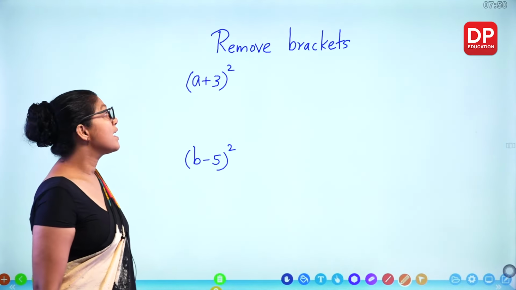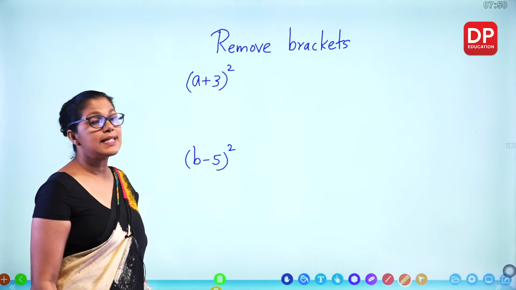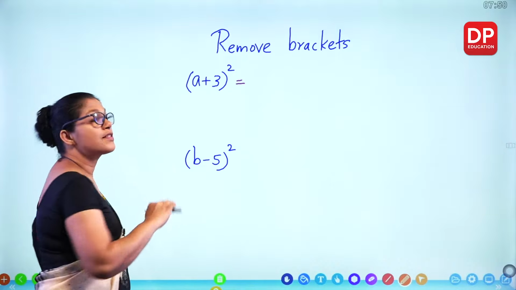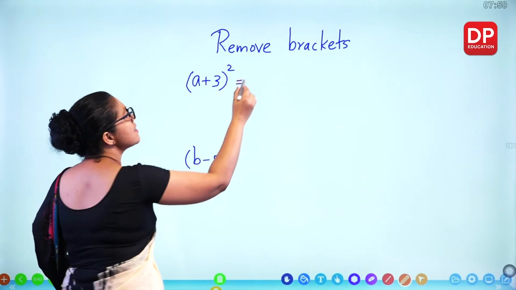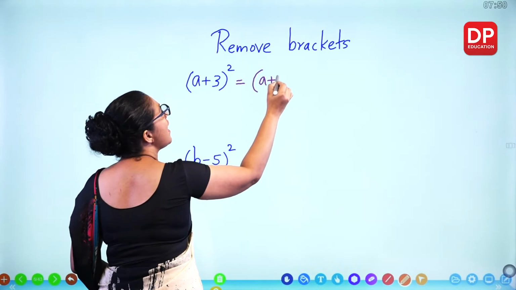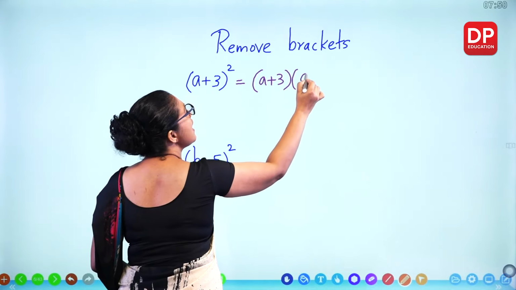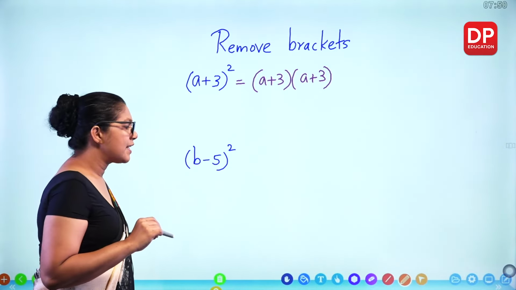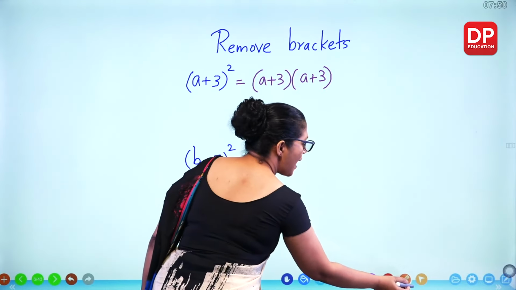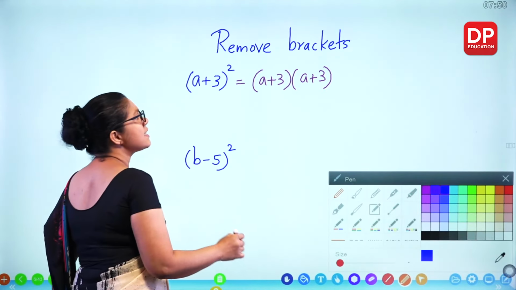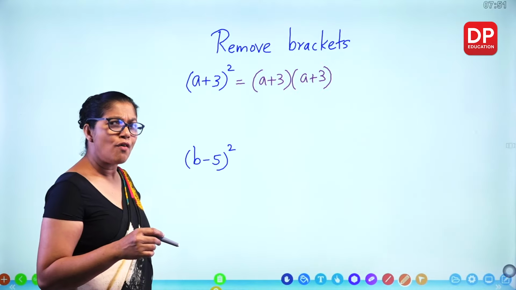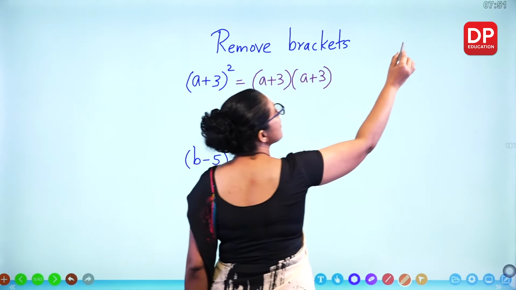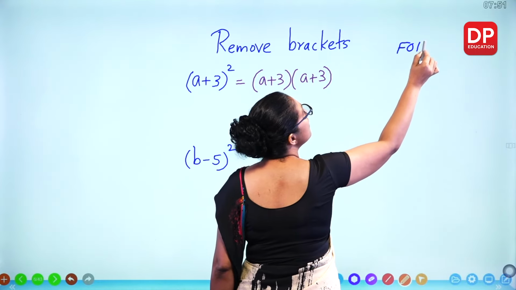Now we'll see when you get square terms, how we can remove brackets. So we can write (a plus 3) squared means same term twice. I can write (a plus 3)(a plus 3). Then what's the method we used before? Expanding brackets. We call it rainbow method or FOIL. First term with first. Can you remember that? FOIL method.